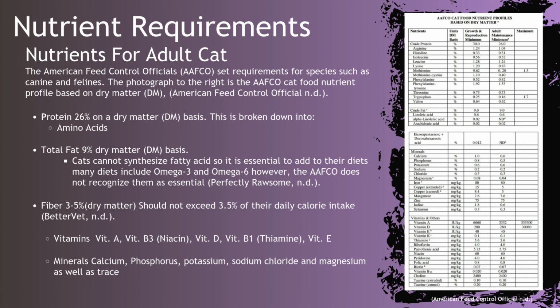Now we're going to talk a little bit about nutrient requirements. Nutrient requirements for an adult cat. The Association of American Feed Control Officials sets requirements for species such as canines and felines. The photograph to the right is an AAFCO adult cat food nutrient profile based on dry matter.